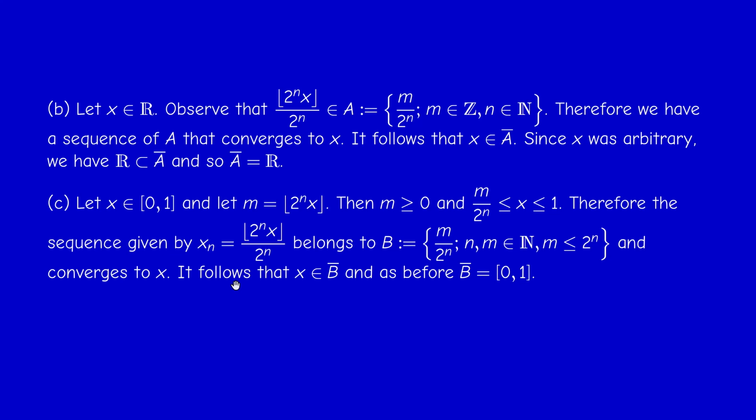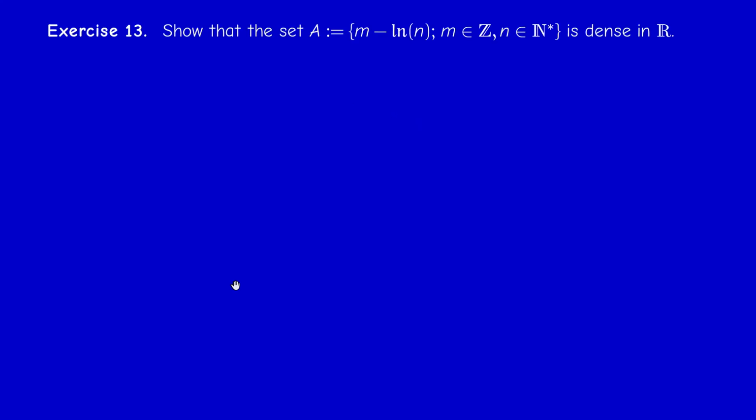Okay, so this concludes exercise 12. Last exercise, also about the density of some special subset of R, the set of all real numbers of the form m minus ln n. Ln is the natural logarithm here, the inverse of the exponential. Now this exercise, I confess that it's a little bit tricky, so I don't expect you to solve it on your own. But it's interesting.